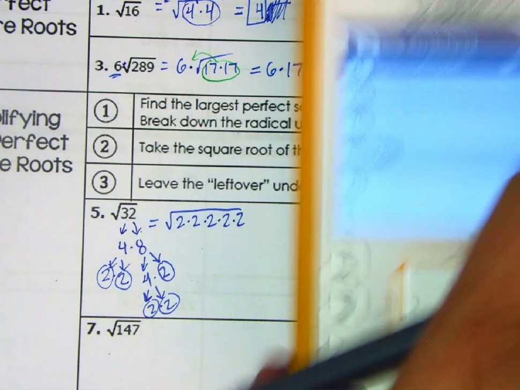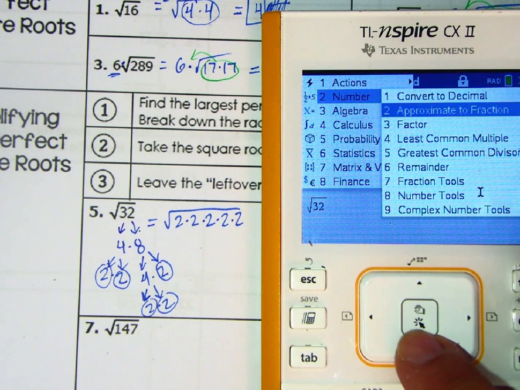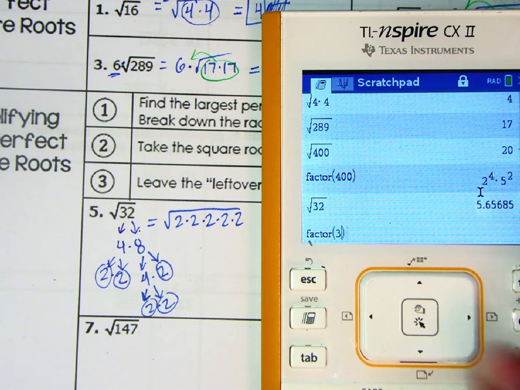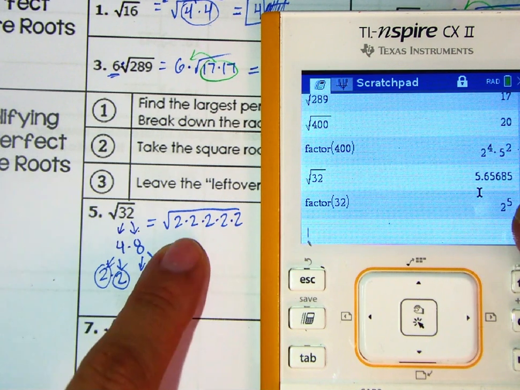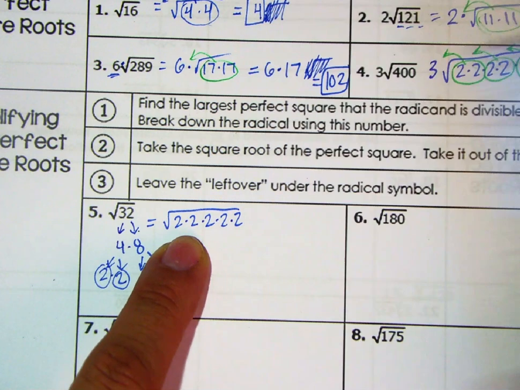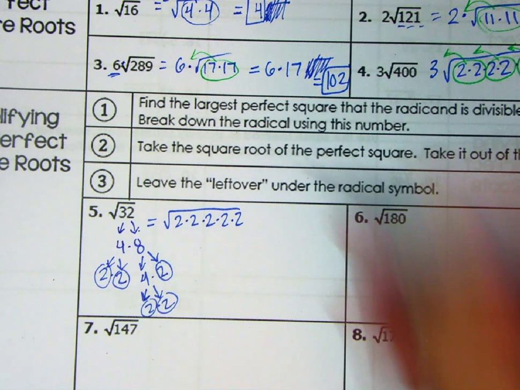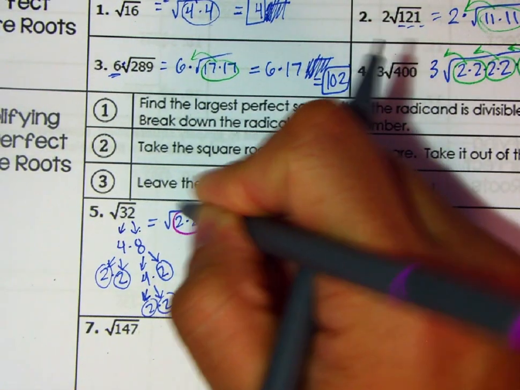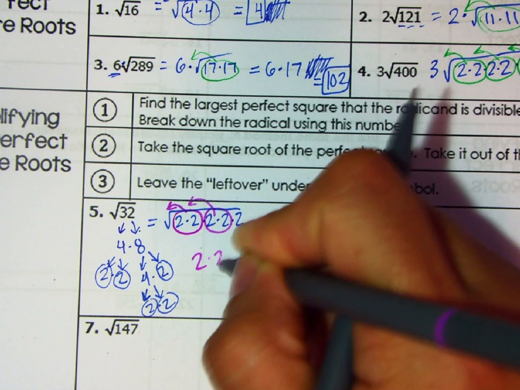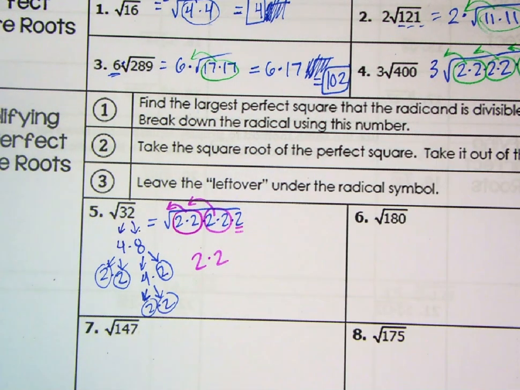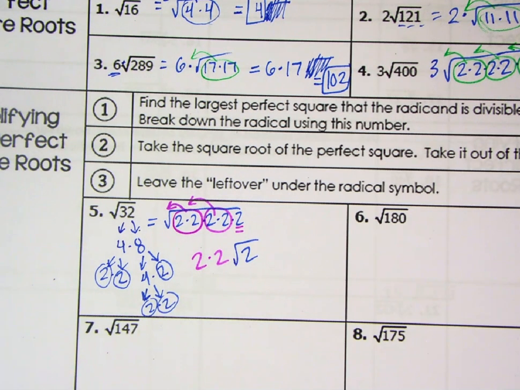And again, the shortcut for that is using the calculator. You press menu, number, factor, and then you type the number you're trying to factor, and you get 2 to the 5th power, which means 2 times itself 5 times. From here, you're going to circle or just see the pairs that are going to come out. So that's a pair. That's another pair that's going to come out. And then this 2 that's left inside, we can't take it out because it's not a pair. So you leave it inside the radical.